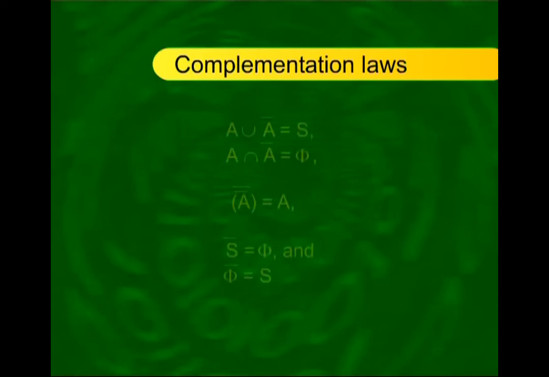Similarly, we have some other laws as you now see on the screen. The complementation laws are given by A union A bar is equal to S, A intersection A bar is equal to phi, A double bar is equal to A, S bar is equal to phi, and phi bar is equal to S.